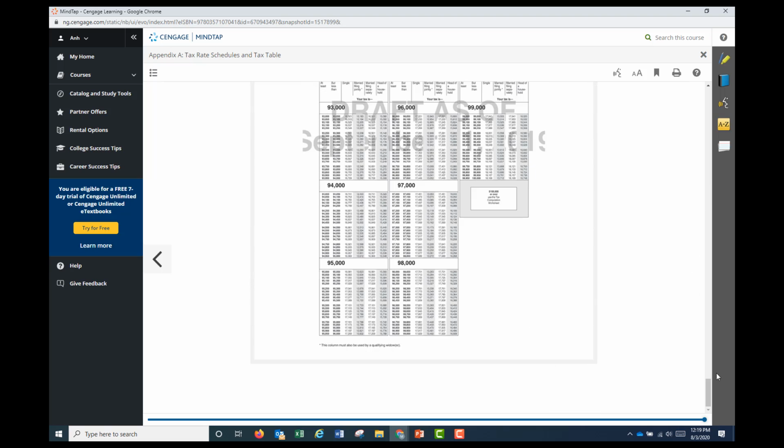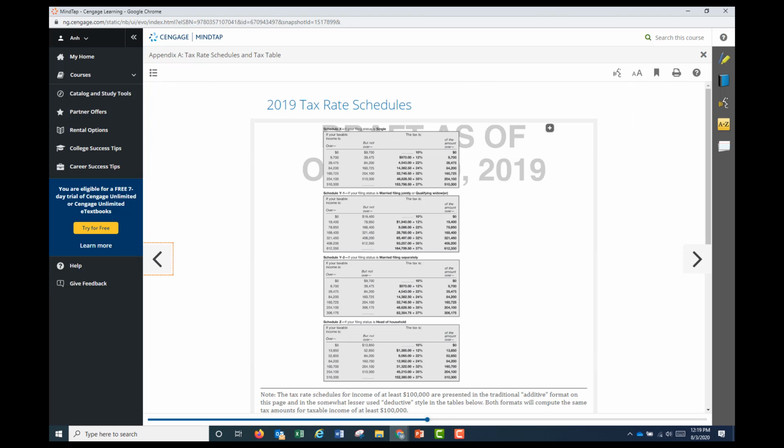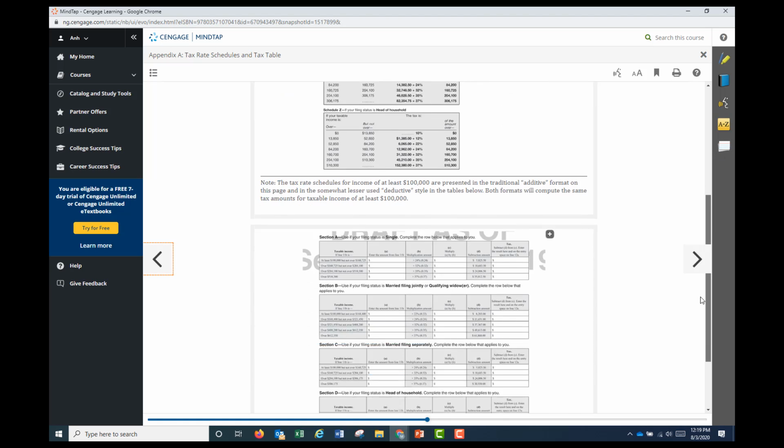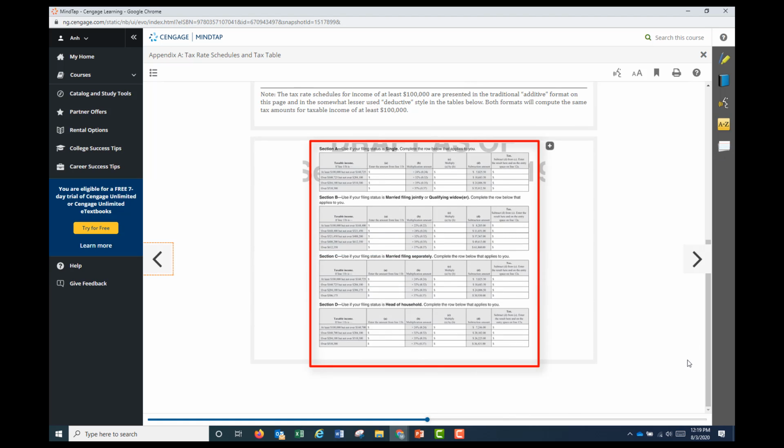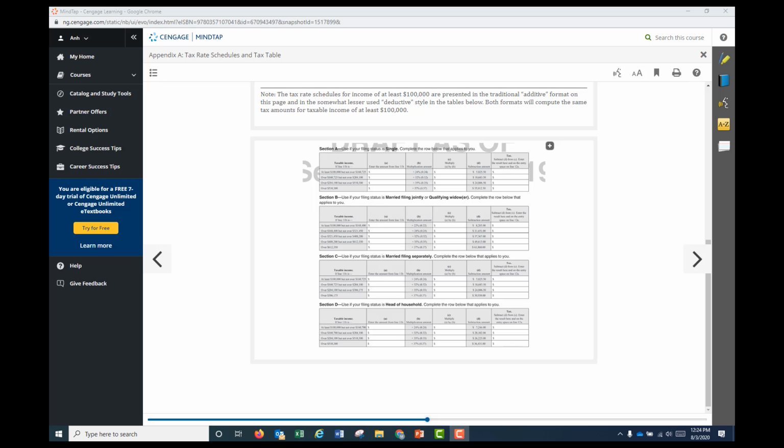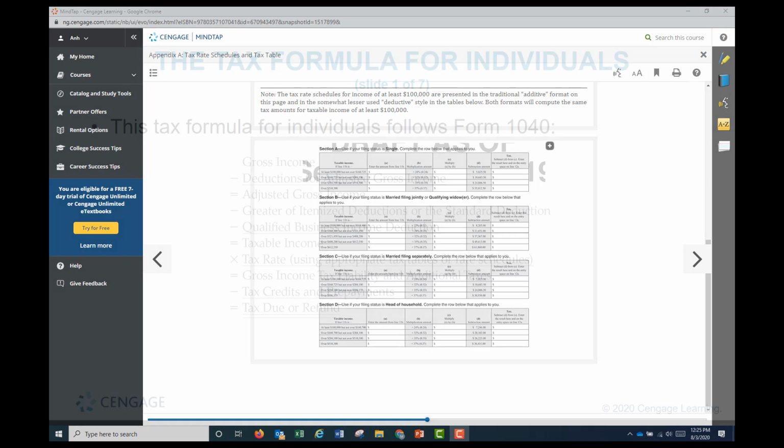As you can see, the tax table goes up to income of $100,000. So for $100,000 or more, we must use the tax computation worksheet. We saw that earlier, which is here. Using the tax table is easier because the tax computation is already done. It provides us the tax liability based on the tax filing status and the taxable income.